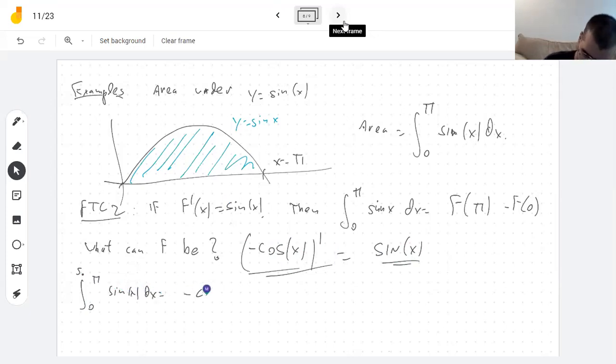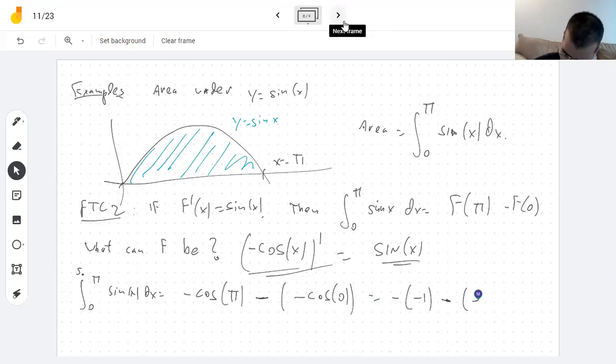So like I just said, the integral is, just be careful with the signs, negative cosine of pi minus negative cosine of zero. Now look on the table or something. Cosine of pi is negative one, cosine of zero is one. Careful with the signs. They're both positive. So the area you get is two.